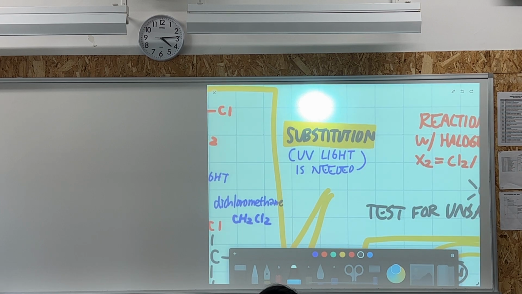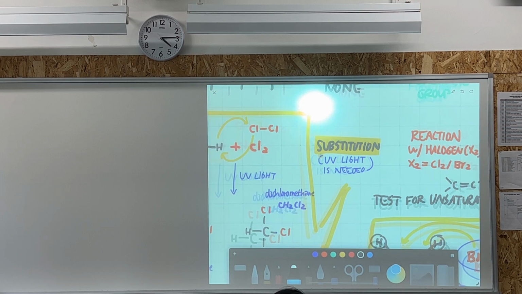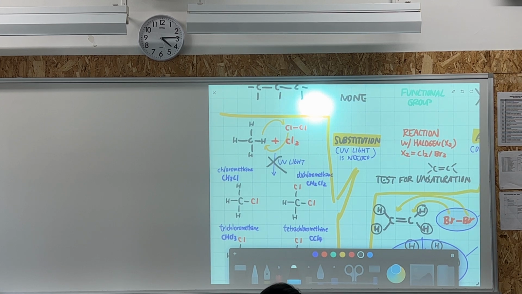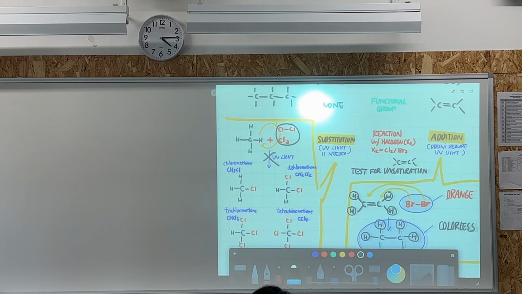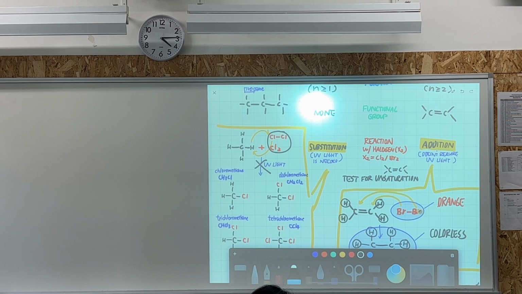Because the alkane, due to this limitation, requires UV light. When you switch off the lights and put down the window blind, no UV light comes in, substitution cannot happen. So it will stay orange if you use bromine. Yeah, but chlorine is yellow-green.